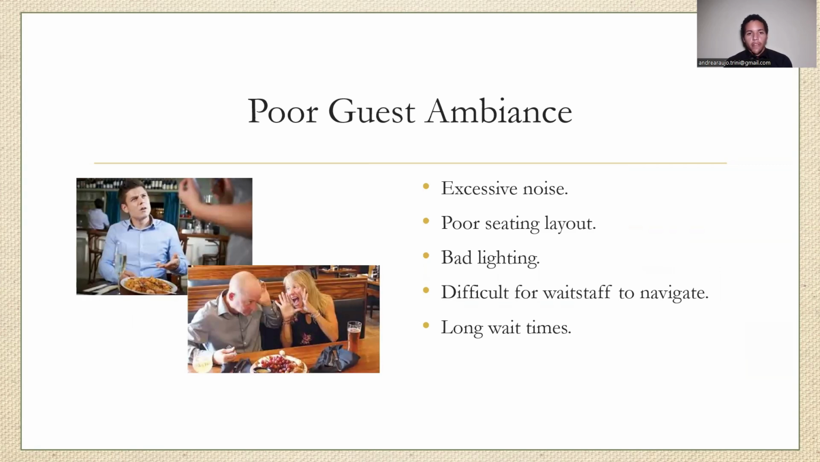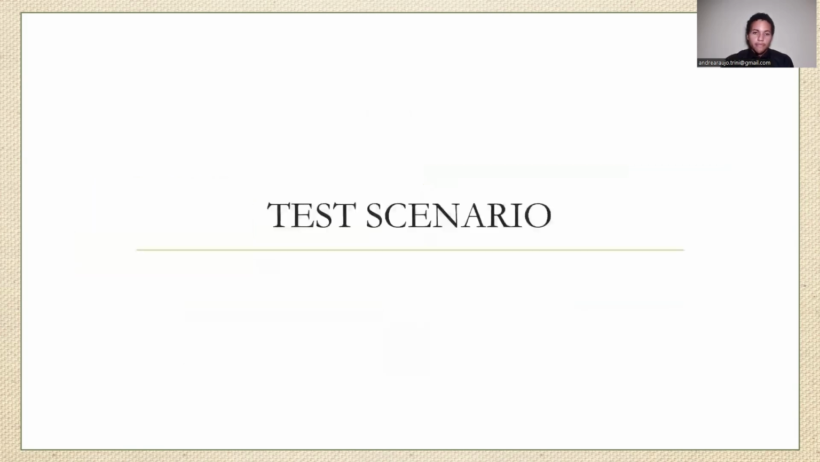Another one which may arise is poor guest ambiance. If the layout of the front of house area is poor, it results in excessive noise, poor seating layout, and uncomfortable lighting, such as very bright lights where they're not meant to be. It could also be difficult for wait staff to navigate, which results in very long wait times.